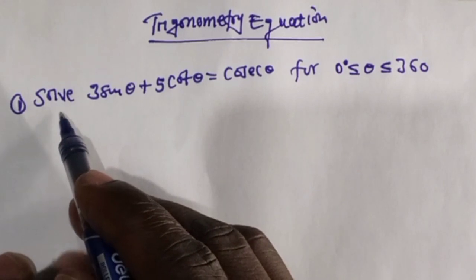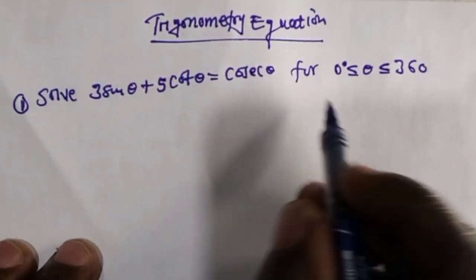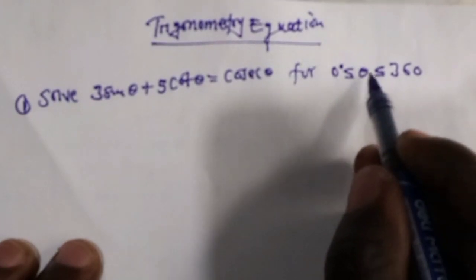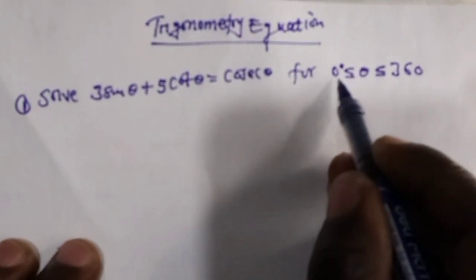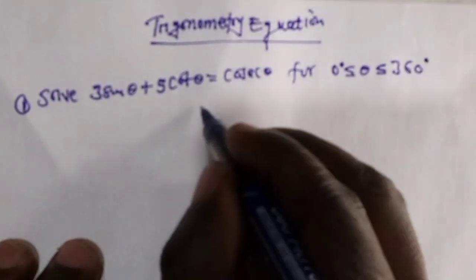We have the question written down. 3 sine theta plus 5 cot theta equals cosec theta. For the range, we have theta greater than or equal to 0 degrees, but less than or equal to 360 degrees. So let's get started.